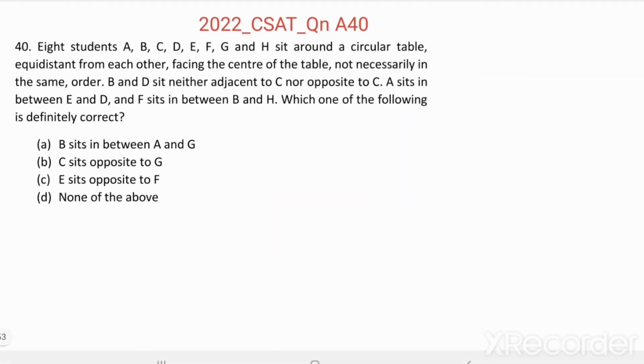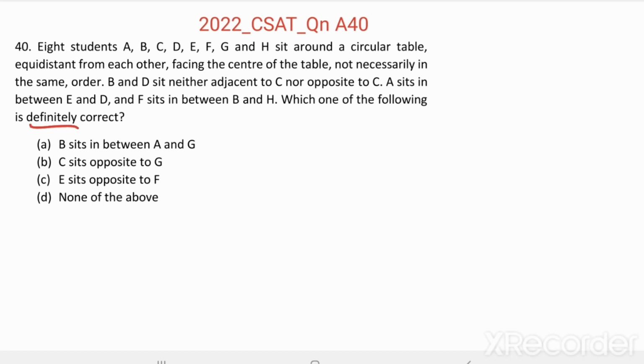Question number 40. 8 students A, B, C, D, E, F, G and H sit around a circular table, equidistant from each other, facing the center of the table, not necessarily in the same order. B and D sit neither adjacent to C nor opposite to C. A sits in between E and D. F sits in between B and H. Which one of the following is definitely correct?